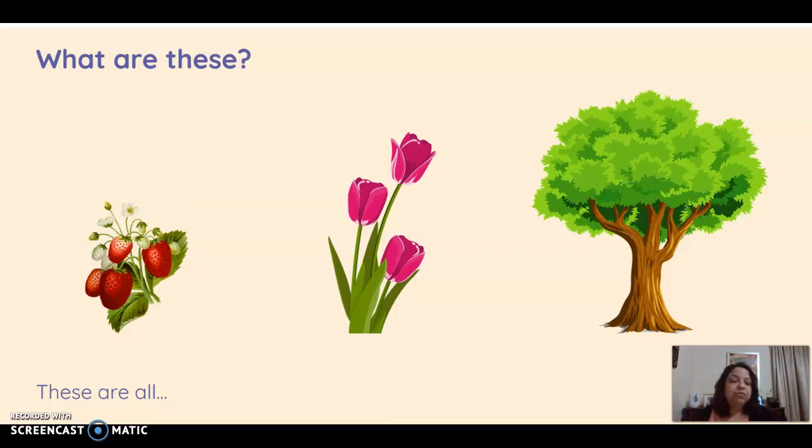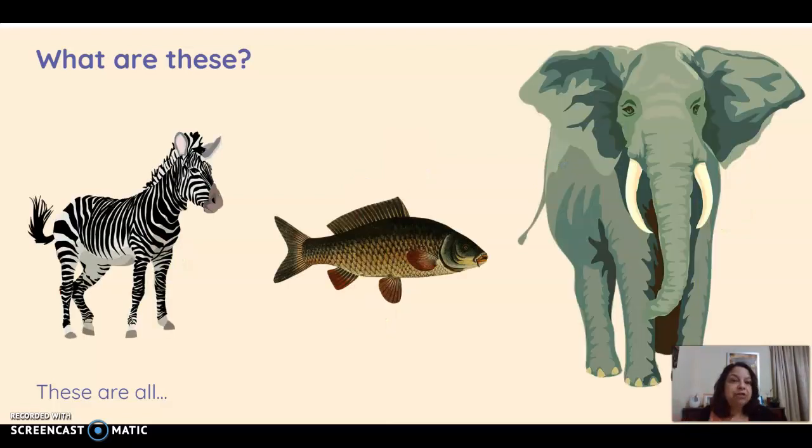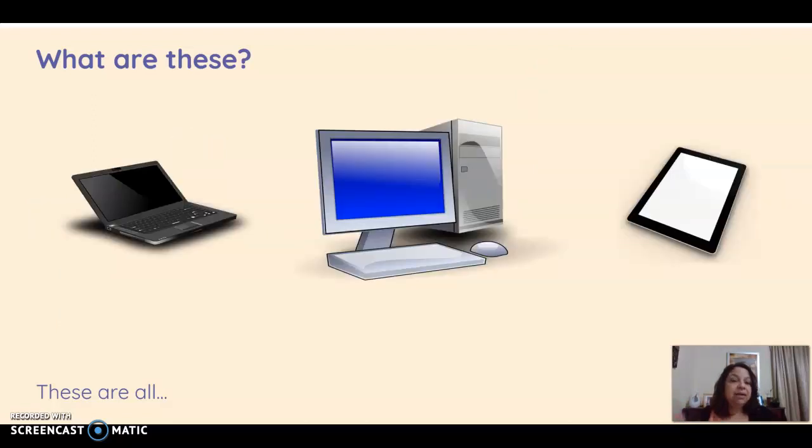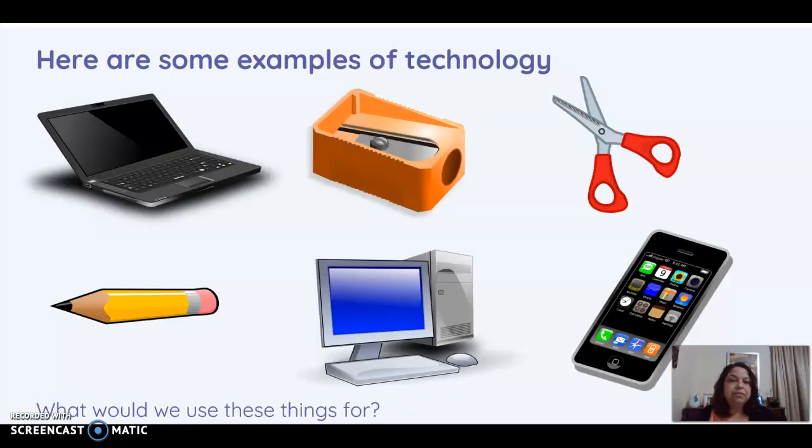They help us survive. They help us with food. They help us with beauty. But it's not something that man made. It's something that we have in nature, like the animals. And technology are things that man made.